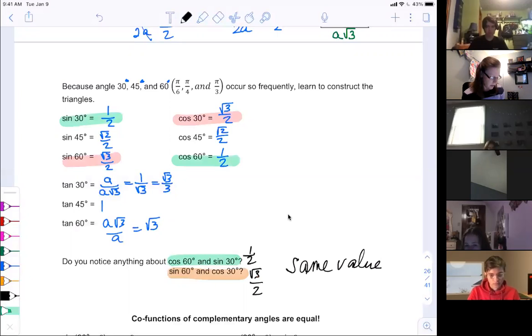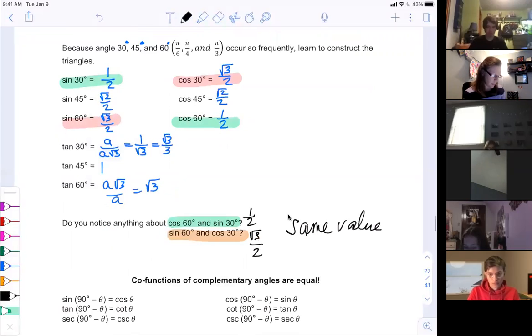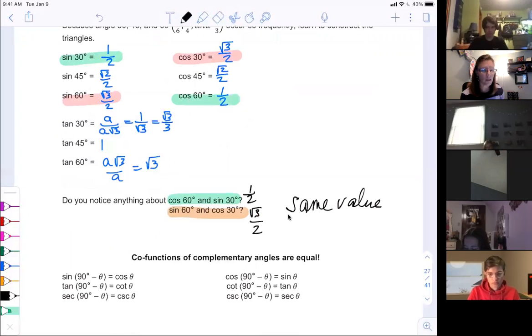So underneath, it talks about co-functions of complementary angles. 30 degrees and 60 degrees add to be 90 degrees. Those are complementary angles. When you have angles that are complementary, functions get partnered together and they're called co-functions.